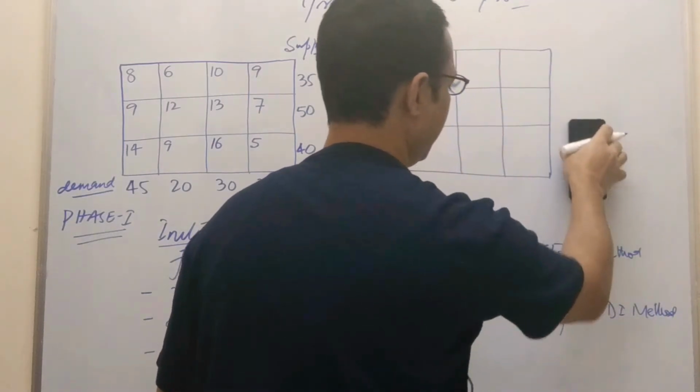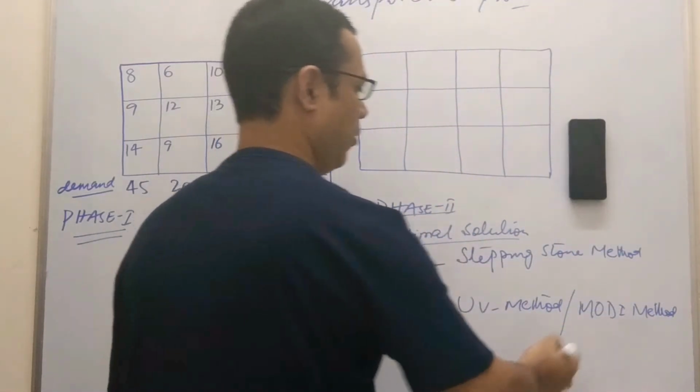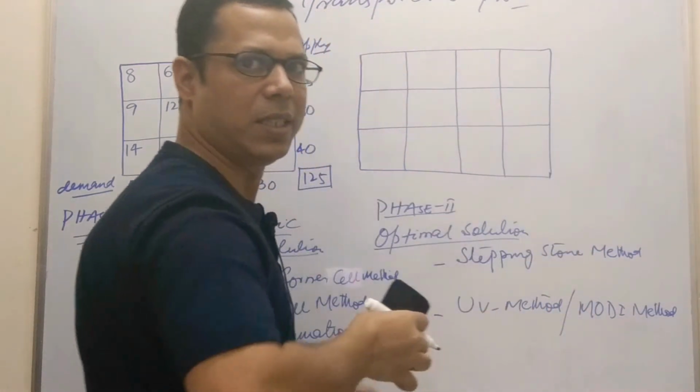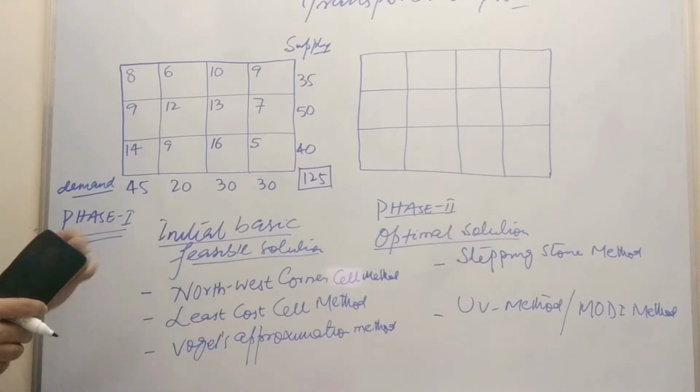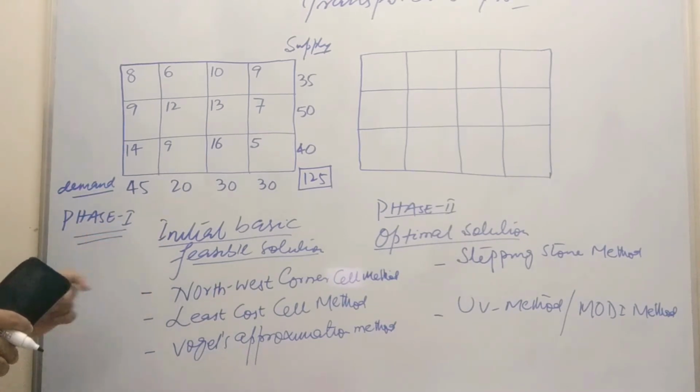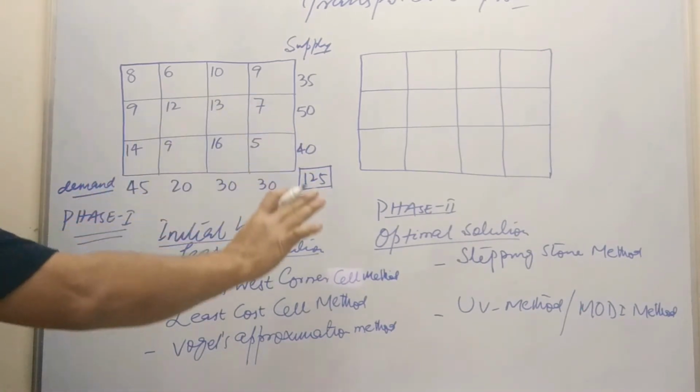MODI method, that is modified distribution method. So MODI method is called modified distribution method. So these two steps generally we need to proceed. Once phase 1 finishes, then we'll move to phase 2.